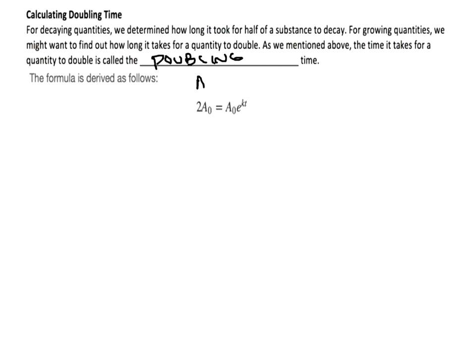So we start with A equals A sub 0 e to the kt, but this time we want A to be twice whatever we started with, so that's doubled. Just like we did with the other formulas we worked with, we're going to divide that A sub 0 off of both sides. That gives us 2 equals e to the kt. Take the ln of both sides. Those exponents come out front as the coefficient. The ln of e is just 1, so we don't write it.